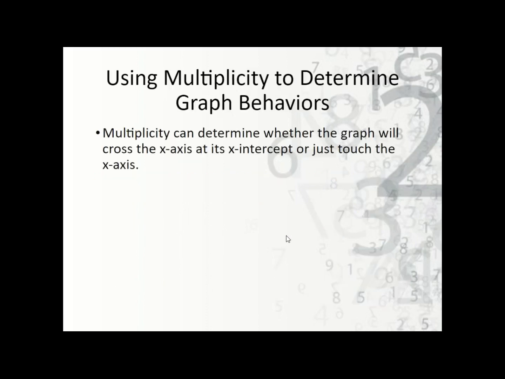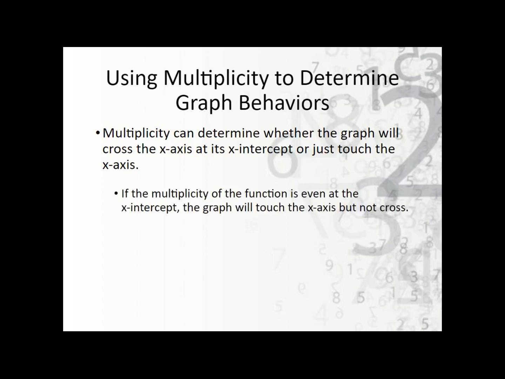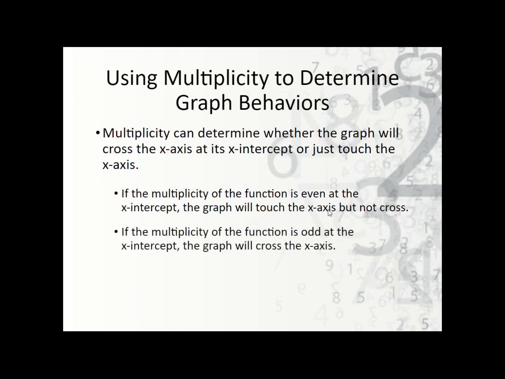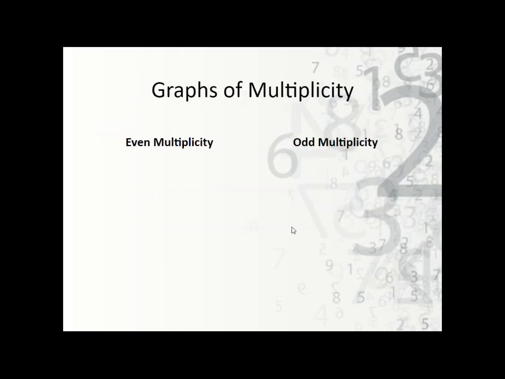So how does knowing the multiplicity help us? Well, the multiplicity can determine whether the graph will cross the x-axis at the x-intercept or just touch it. If the multiplicity at the x-intercept is even, so it has an x squared, x to the 4th, x to the 6th, etc., it will touch the x-axis but not cross. If the multiplicity is odd at the x-intercept, it will pass through the x-axis.